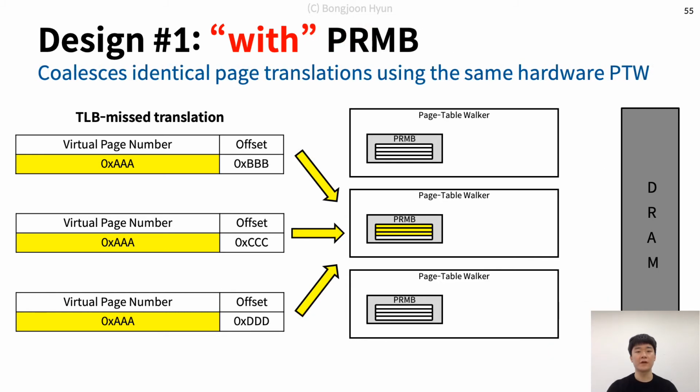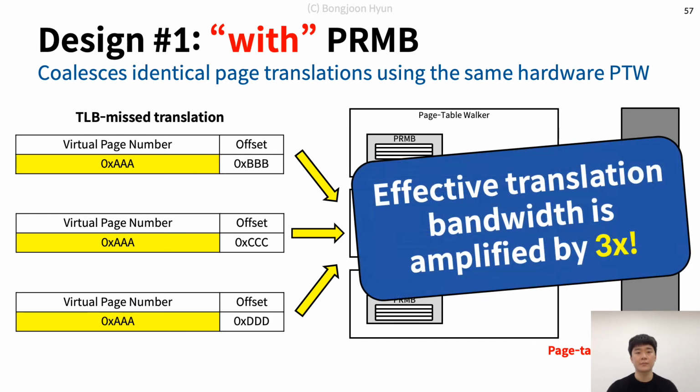The benefit of our proposed PRMB microarchitecture is that the MMU tracks which page table walkers are currently handling which virtual to physical translation, so it knows that the 3 TLB-missed translations fall under the same virtual page. So it assigns a single page table walker, generating a single page table walk rather than initiating 3 page table walks, amplifying the effective translation throughput by 3x.